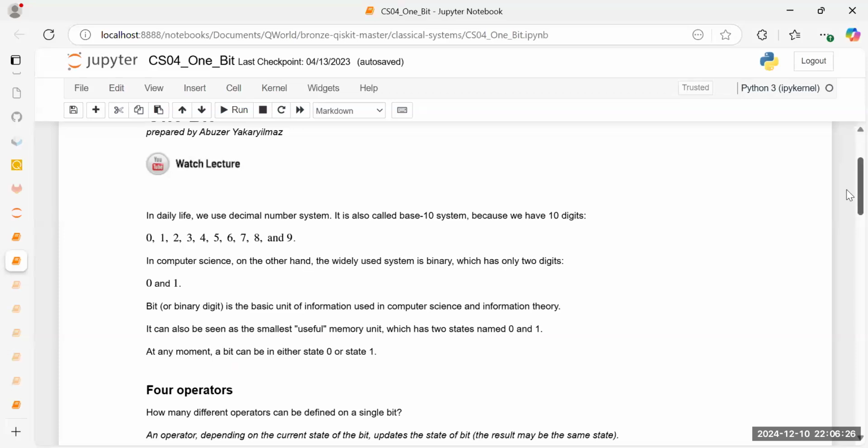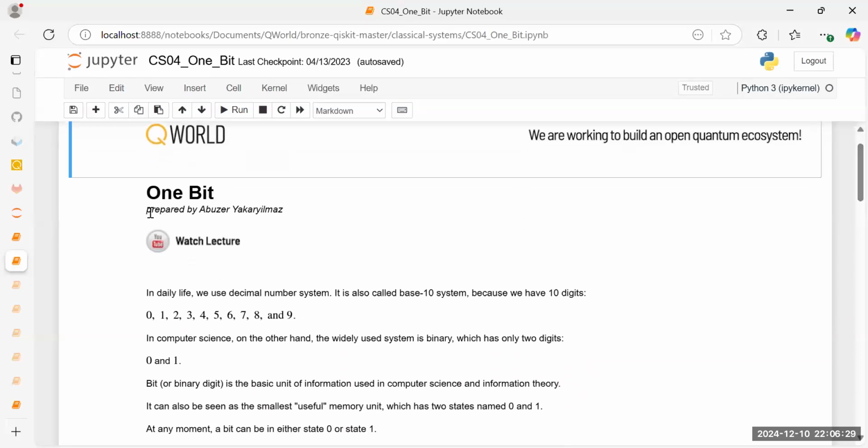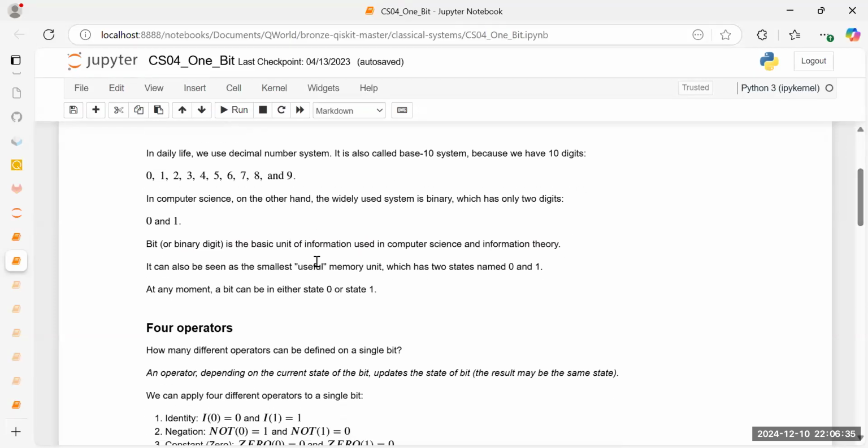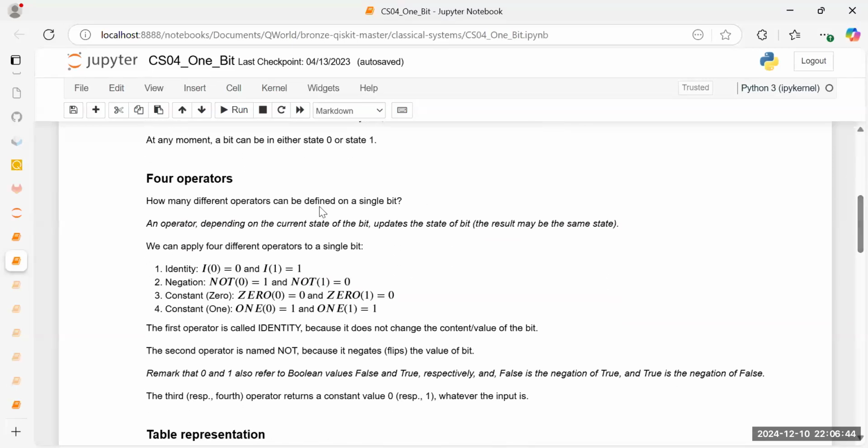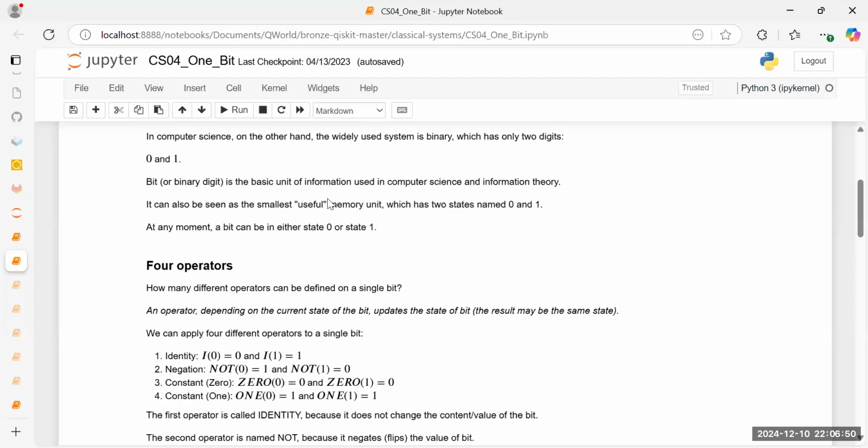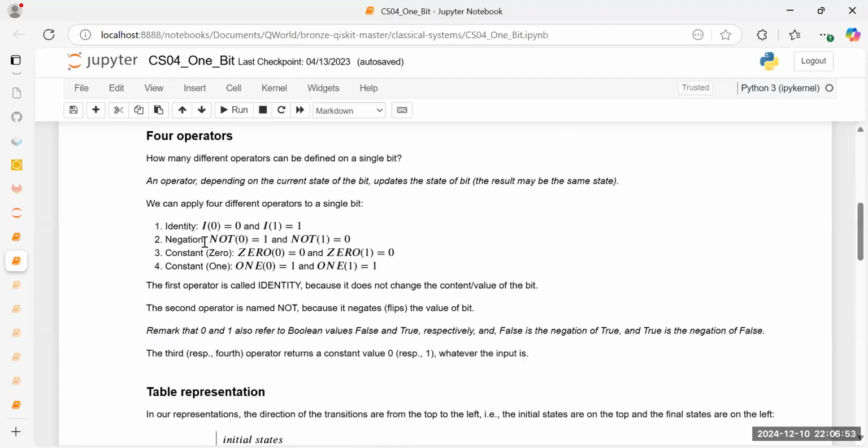So yesterday we started by seeing what a bit was, and we said a bit is the smallest unit of useful information that can be stored in a classical computer. And from there, we started looking at operations we could apply to change the value of our bit. So we looked at 4 operators: identity, negation, 0, and 1. And this is how they work. Identity doesn't really do anything. The input and output values are the same.